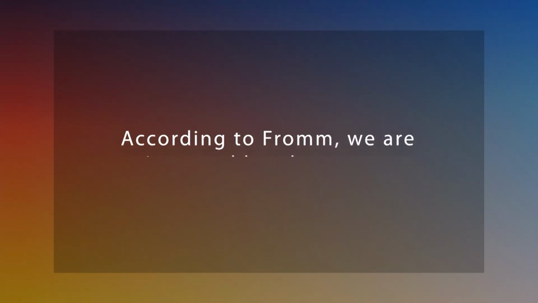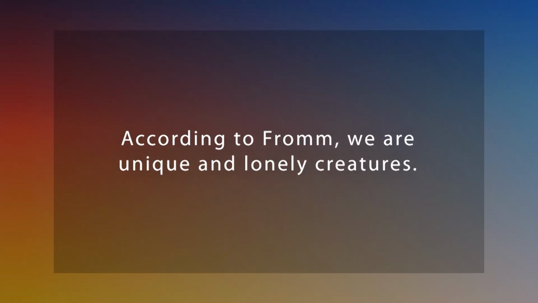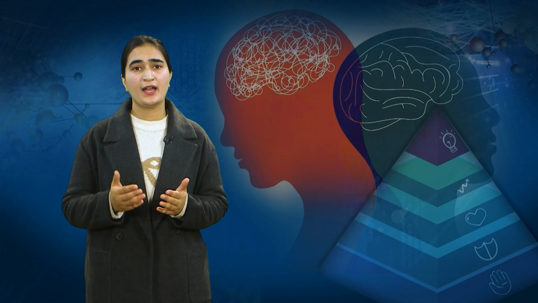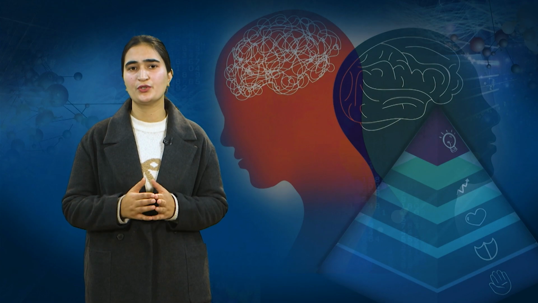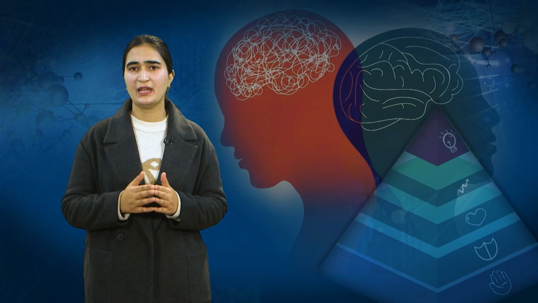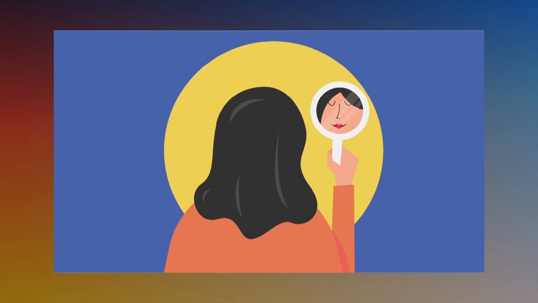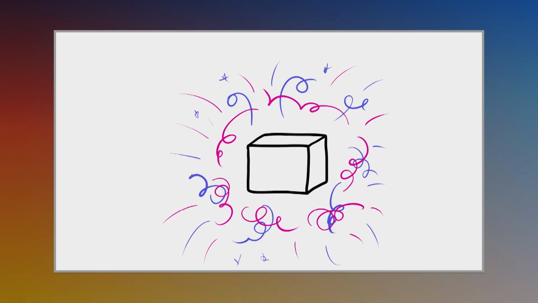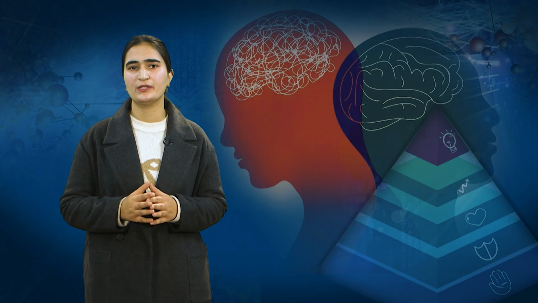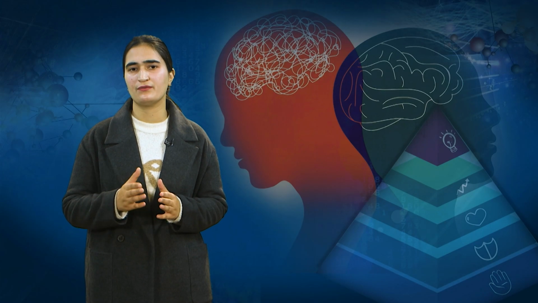According to Fromm, we are unique and lonely creatures. We have transcended nature as a result of our evolution from lower species. We are no longer at one with it. Our behavior is not governed by instinctive mechanisms like that of animals. However, our capacities for self-awareness, reason, and imagination are what distinguish humans from lower animals in the most significant ways.